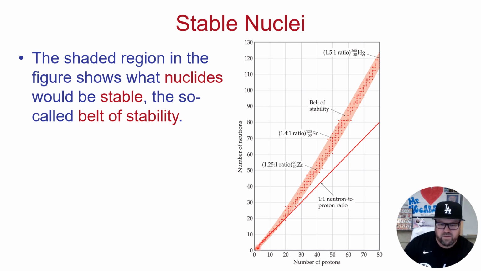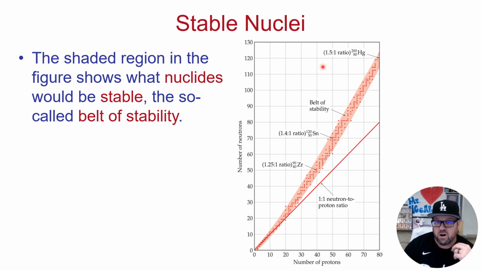Okay, so the big point of this graph is this shaded region that I'm moving the mouse along. This is known as the band of stability. This is what the graph gets its name from. And all of these little red dots are the stable nuclei that exist for different elements, all the way up to mercury. So this shaded region shows nuclei that would be stable, and we call this the band of stability.